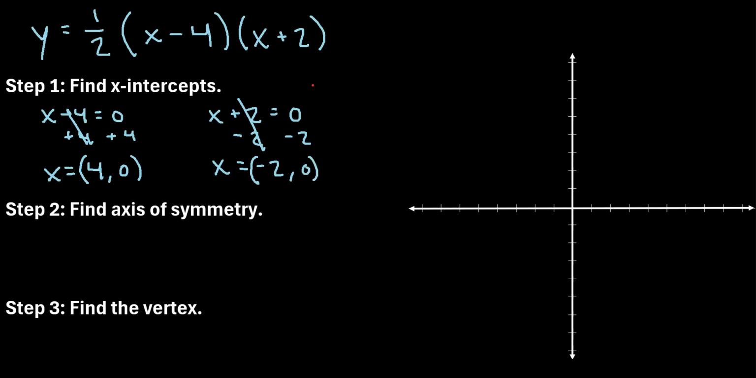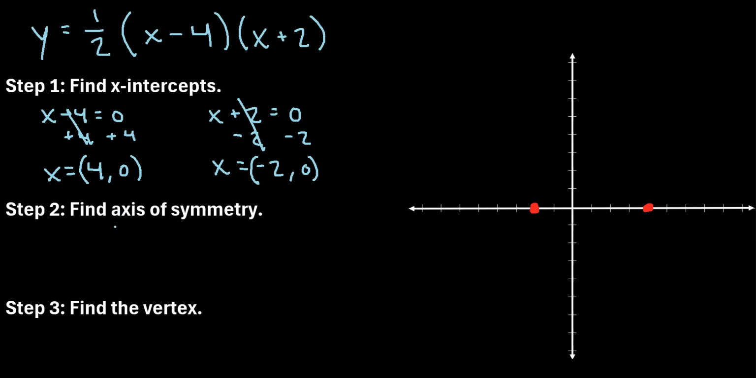So let's go ahead and plot those x-intercepts on the graph. So the point (4, 0) is 1, 2, 3, 4 right here. And then the point (negative 2, 0) is located 1, 2 right here. So these are our x-intercepts. This is where the parabola right here is going to intercept the x-axis.